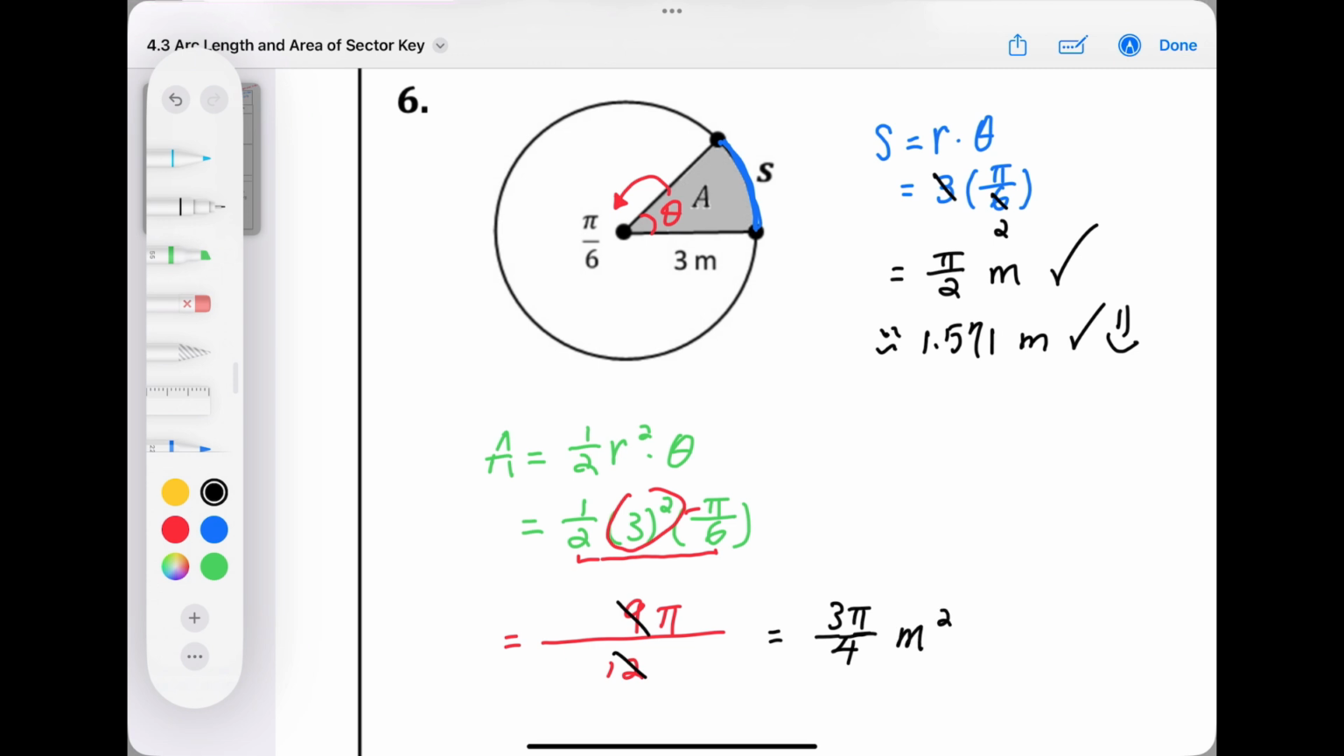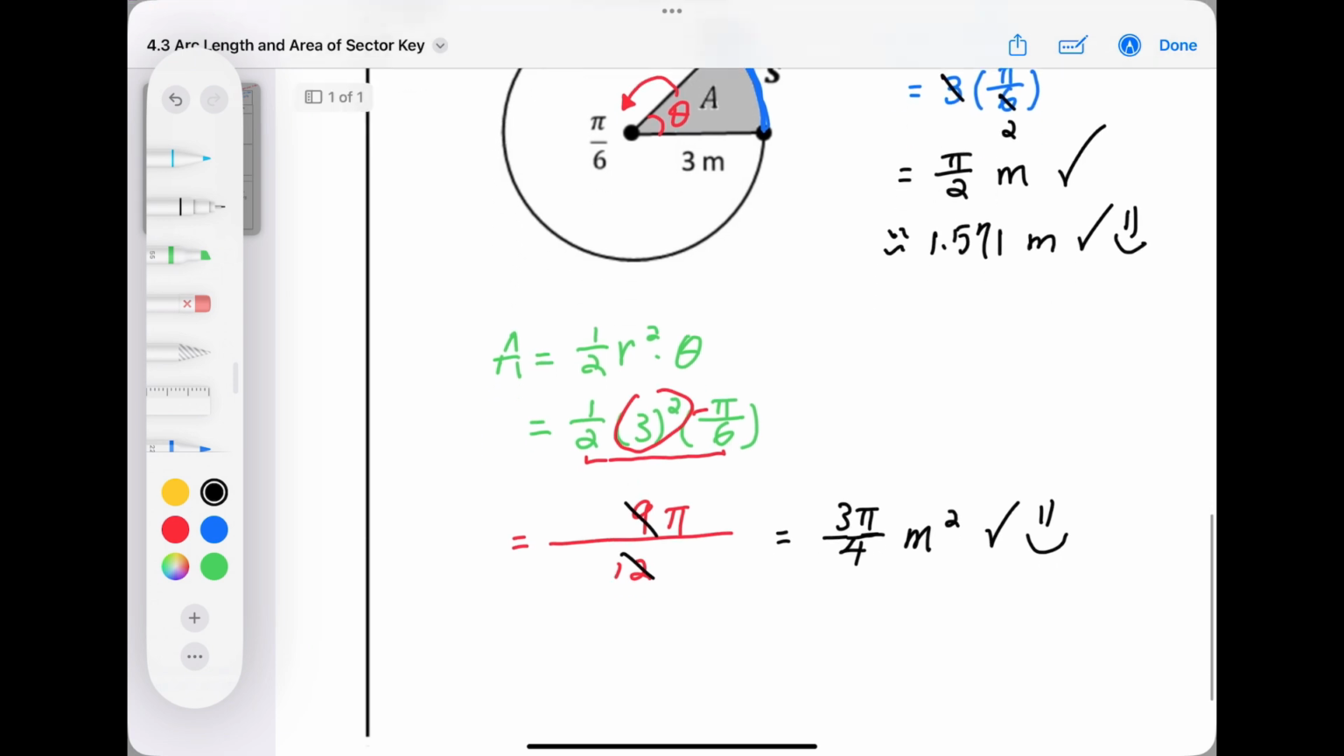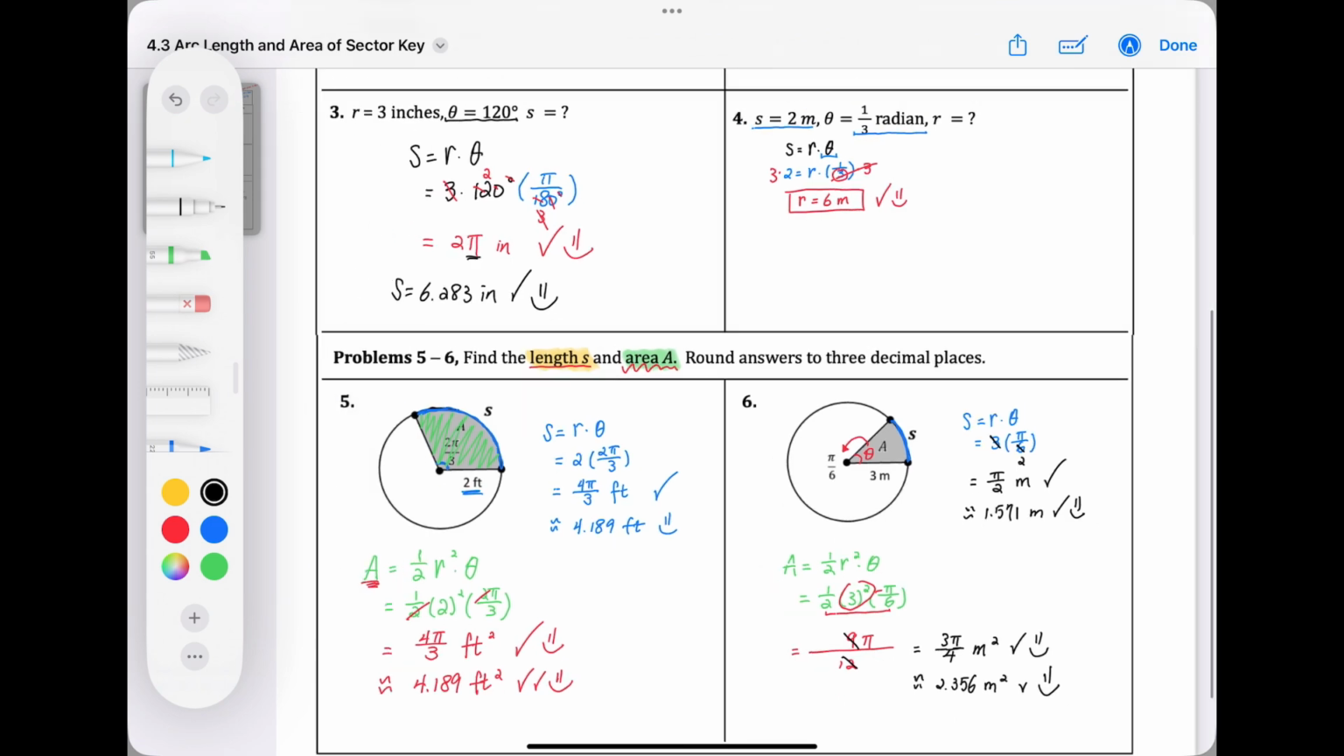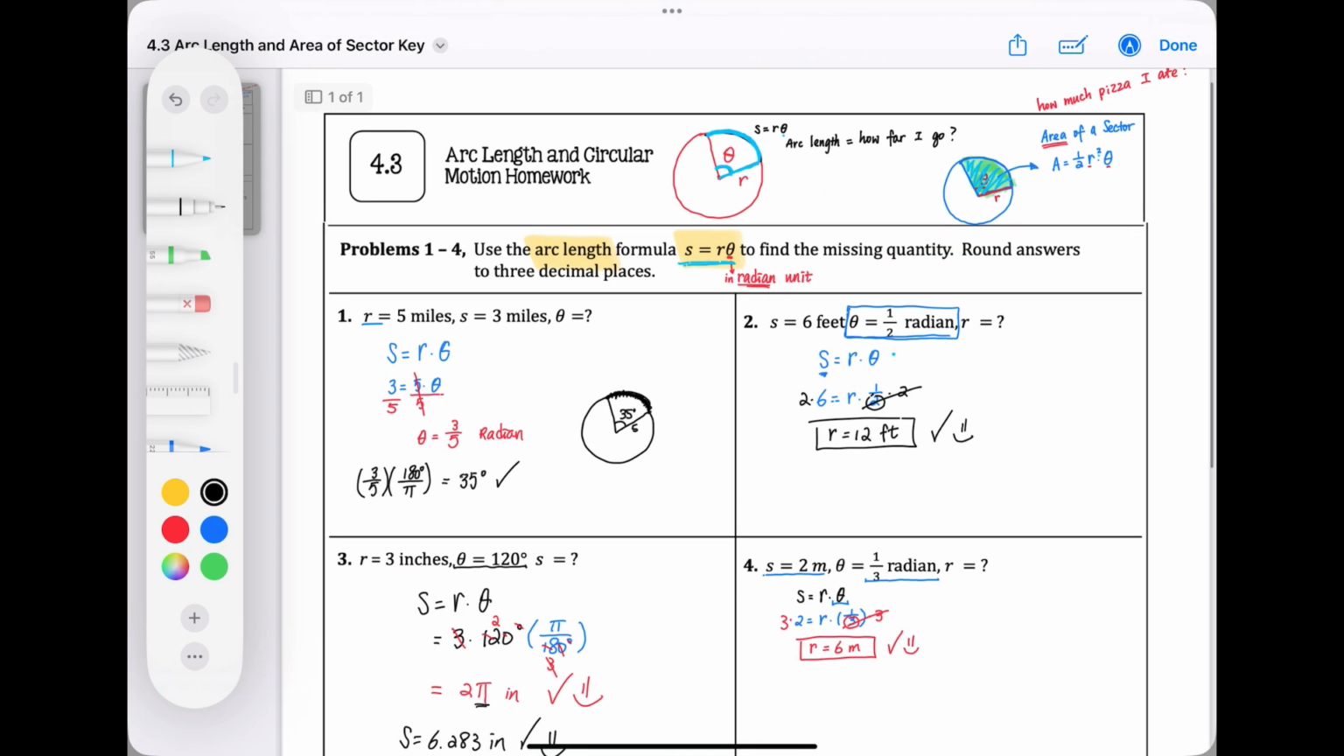And what is my unit? It will be meter square. Nothing wrong with this exact value, 3 pi over 4 meters square. And if you want to show off, you can plug in your decimal. You can get me 3 significant, right? So 3 decimal, so 2.356 meters square. And yes, indeed, ooh la la, embrace the technology. But yes, we can do math without calculator. And that's it.